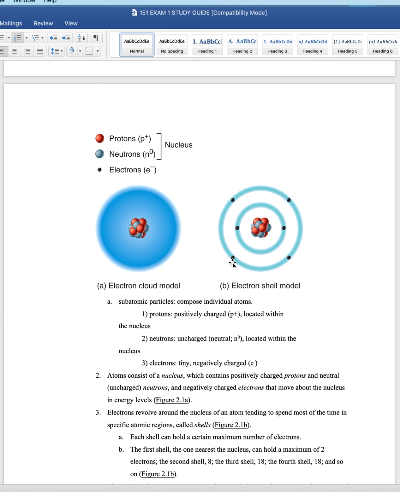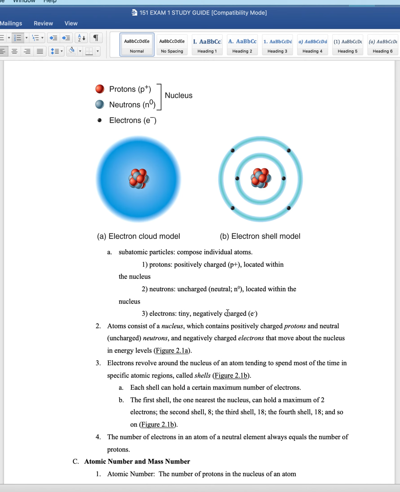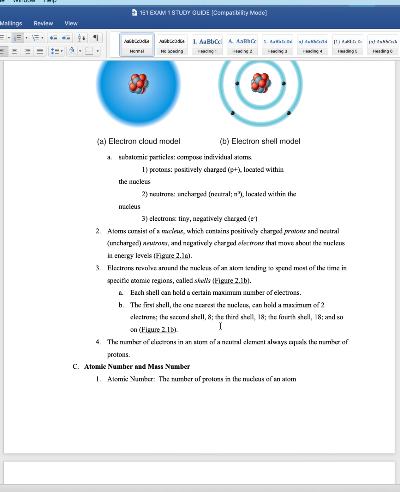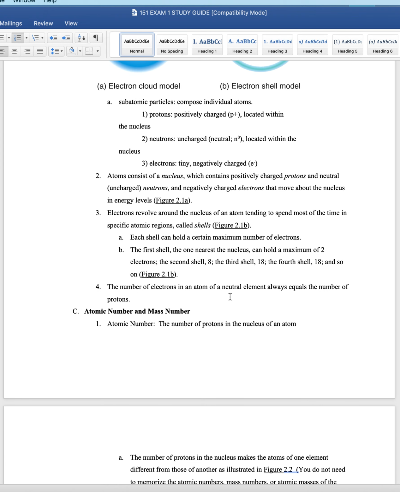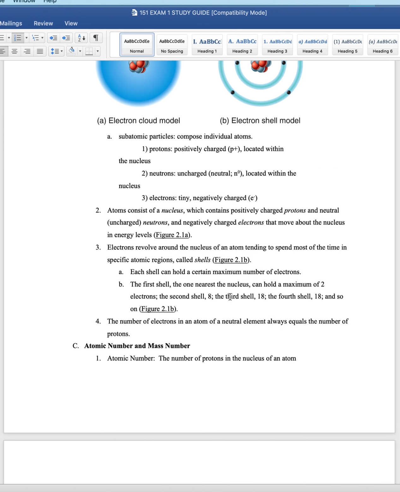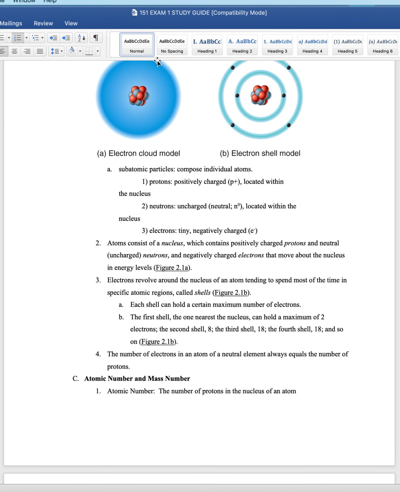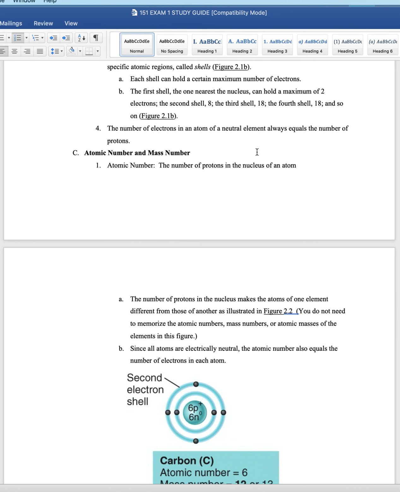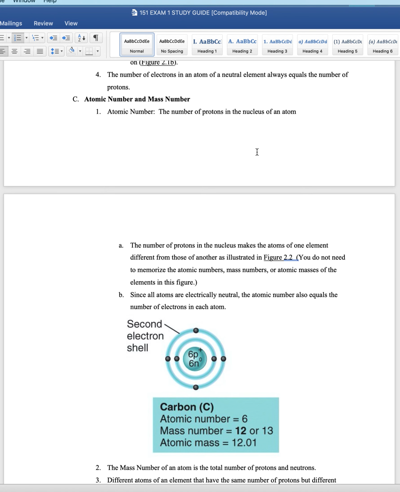Again, our subatomic particles are going to be comprised of protons, positively charged with a weight of 1, neutrons uncharged with a weight of 1, electrons negatively charged with a weight of 0. We have a nucleus inside the atom, again, that has the protons and the neutrons in it. The electrons are going to be outside of it in the shells. It's going to be an electron cloud, really, but to simplify it for our understanding, we would depict it as an electron shell. So we also need to know the atomic number and the mass number.